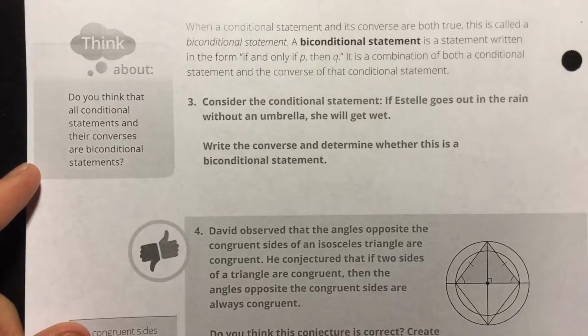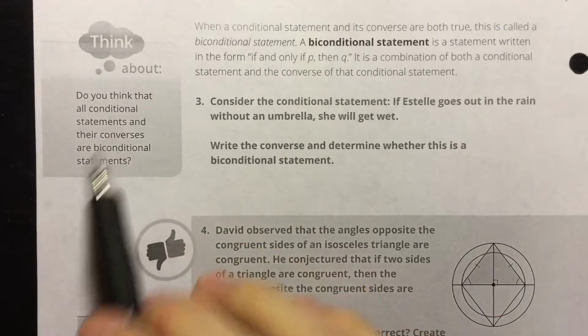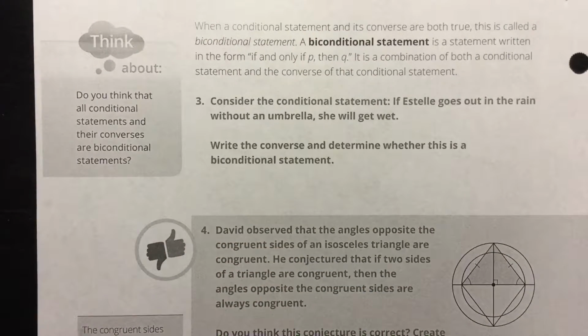On this backside here, it says when a conditional statement and its converse are both true, then it is called a biconditional statement. A biconditional statement is a statement written in the form if and only if P, then Q. It is a combination of both a conditional statement and the converse of that conditional statement. The first thing says to think about: do you think that all conditional statements and their converses are biconditional statements? Do you think that every possible one is true both ways? Well, number 3, we get to explore that.